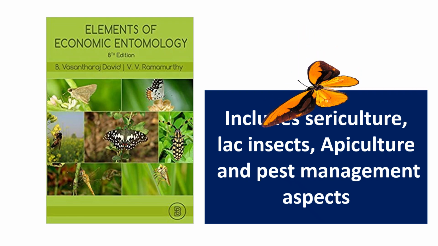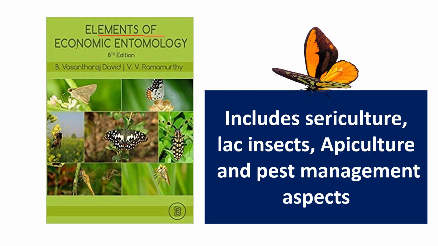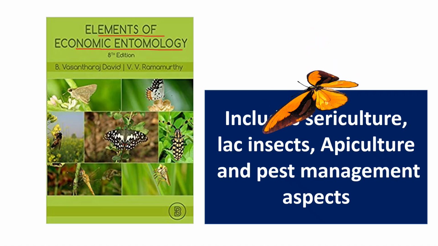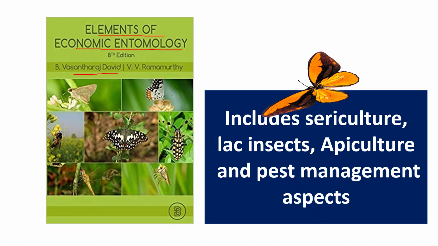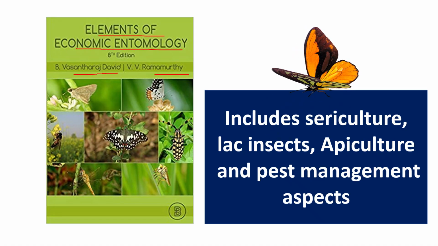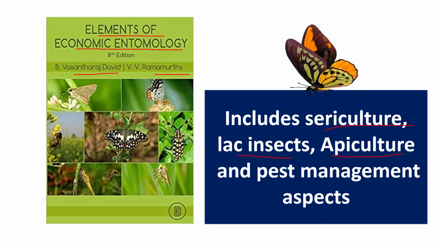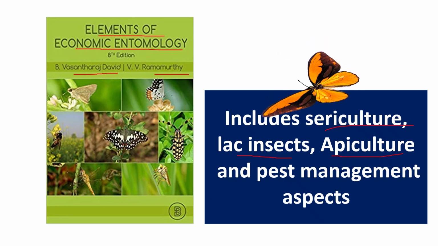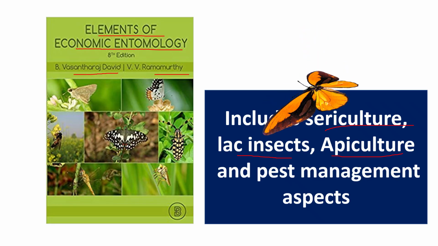The third book you have to read for JRF exam is Elements of Economic Entomology. It's also called the Triple E book, which was written by Vasantraj David and Ramamurthy. This book mainly covers the aspects with respect to sericulture, lac insects, apiculture, and the main thing is the pest management in agri as well as horticultural crops. You have to read this book.